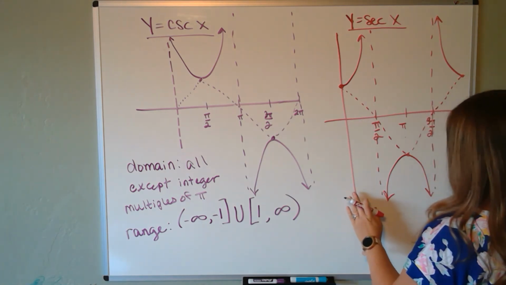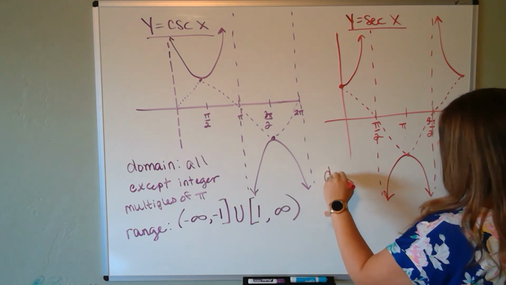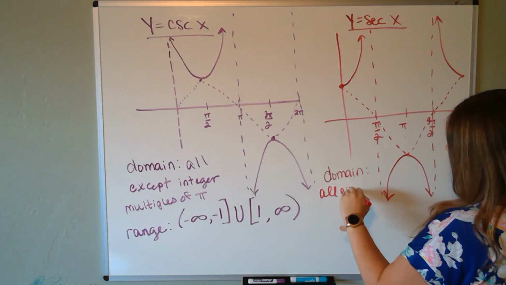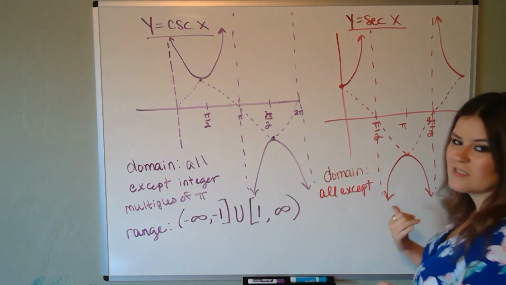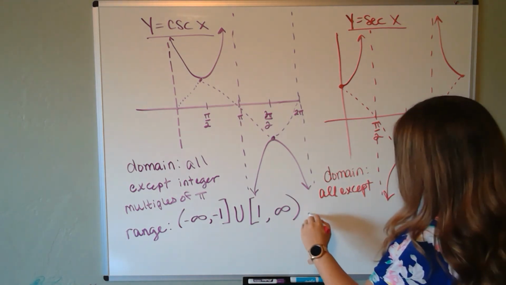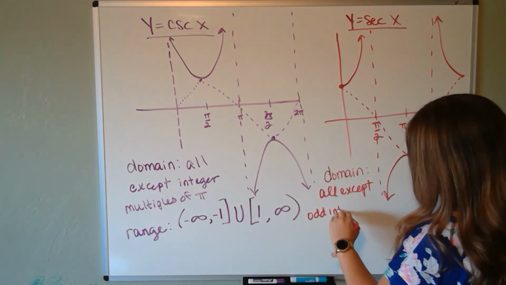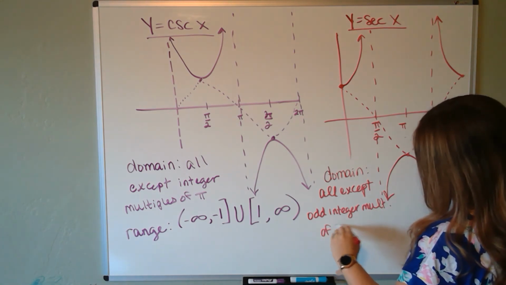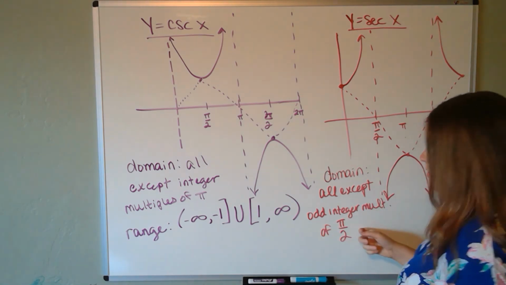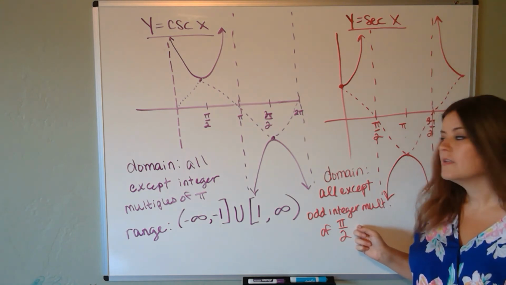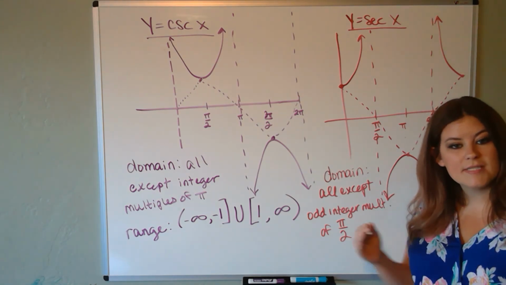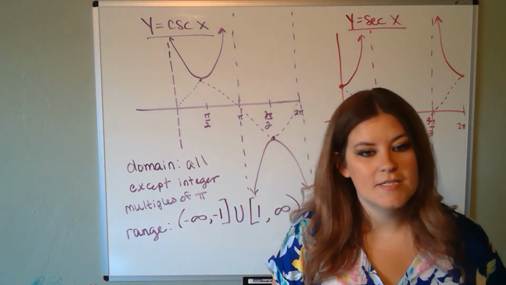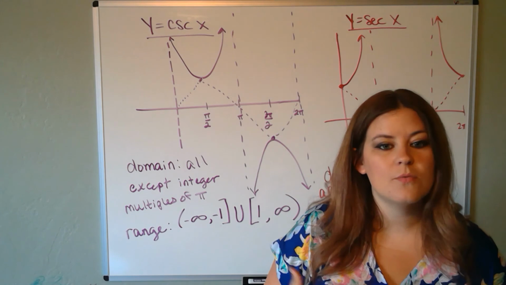So my domain for secant is all except the pi over 2's. I have to say all except the odd integer multiples of pi over 2. What domain does this have in common? That's the same as tangent. So secant and tangent have the same domain. Cosecant and cotangent have the same domain. That's a way you can remember.